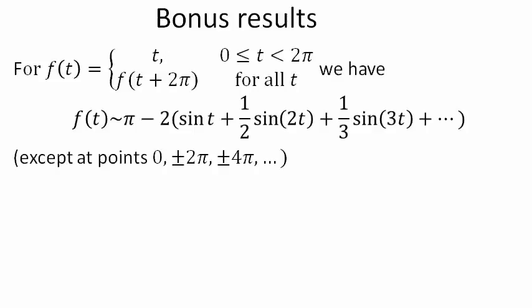We can sometimes extract what we call bonus results from the Fourier series representation of a function. For example, the periodic function described by f of t equals t between 0 and 2 pi with period 2 pi has this Fourier series expansion down here. The points listed in brackets that are excepted are those where the function has a discontinuity, and therefore the function value and the value of the Fourier series at these points are not the same.